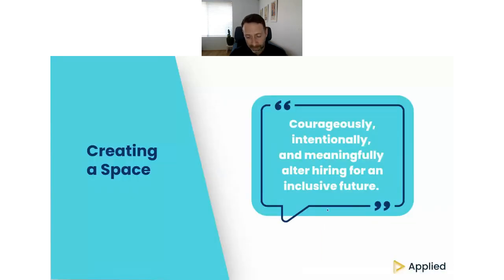So we want to make a space where people can courageously, intentionally, and meaningfully alter hiring for an inclusive future. Quite often, the changes required to build this best-in-class recruitment process are quite large, and so it can take a lot of courage to change an organization in this way. And that's what we're intending to do, to arm people with the support and the knowledge they need so they can have a big impact.